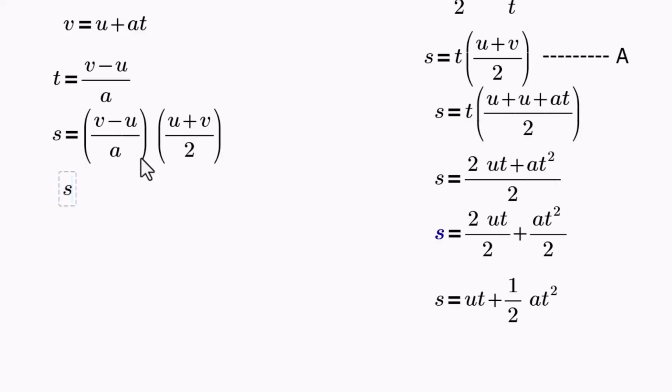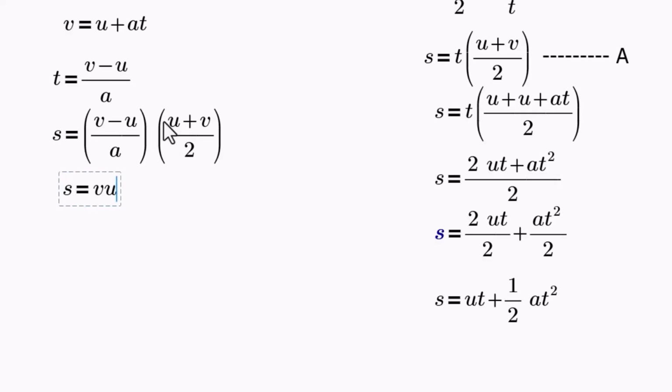So we continue. S equals to, if I open the bracket, you know how to open the bracket. The numerator will multiply the numerator, the denominator will multiply the denominator. So if this numerator multiplies this numerator, don't forget you are moving step by step. V times u, v times v, minus u times u, minus u times v. So the numerator will now become vu. That is the first multiplication. Then you can actually use difference of two squares, but I don't want to introduce us to that yet. We are just starting our SS1.